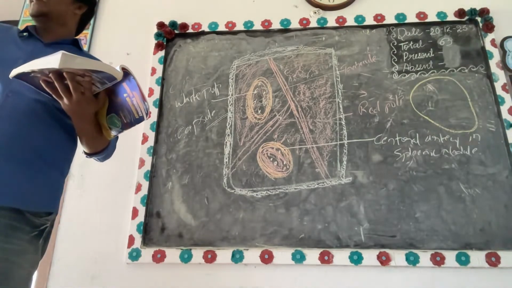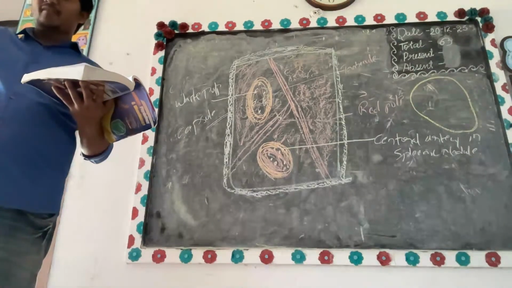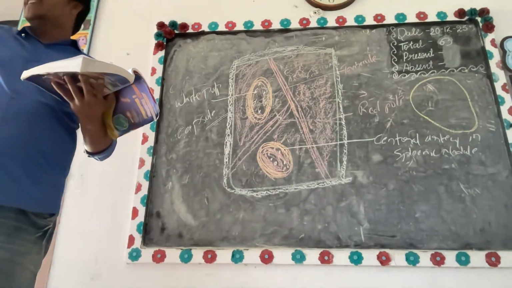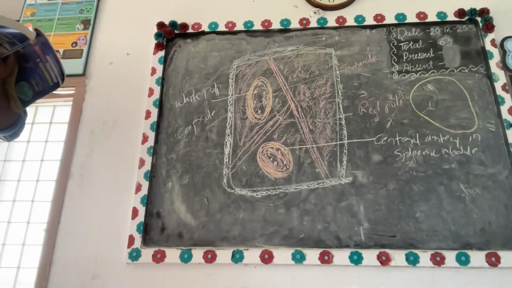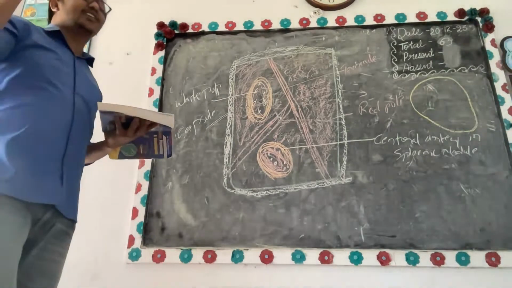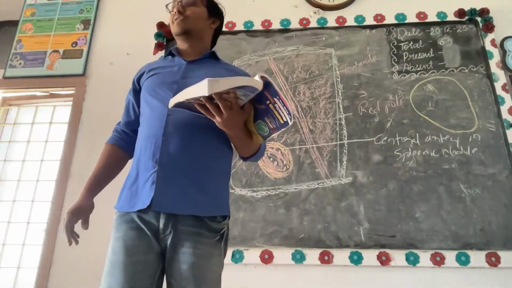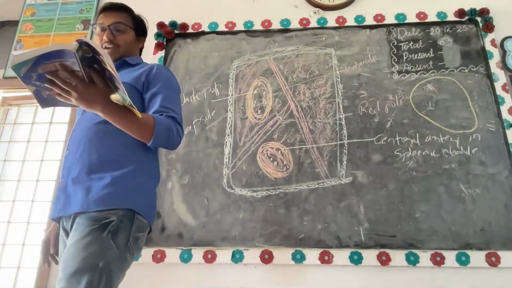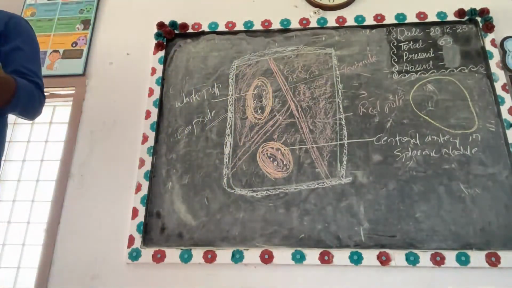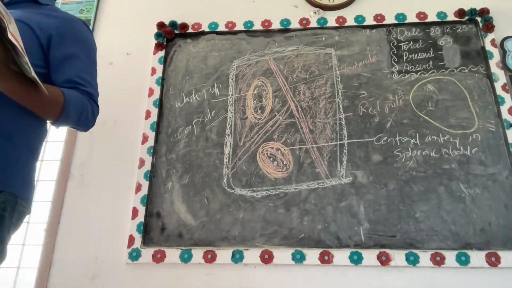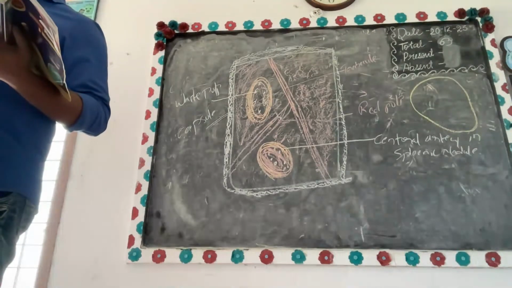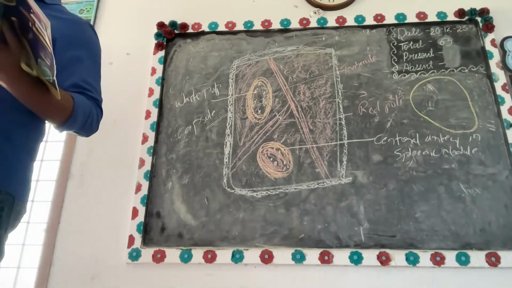Generally, the spleen will not get infected. But if the spleen itself is enlarged, that means an infection is there in your body. Am I clear? Yes or no? Next. Erythropoiesis. What is erythropoiesis? Formation of RBC.